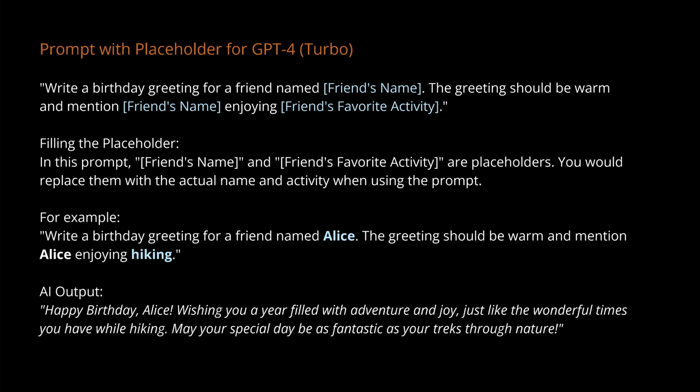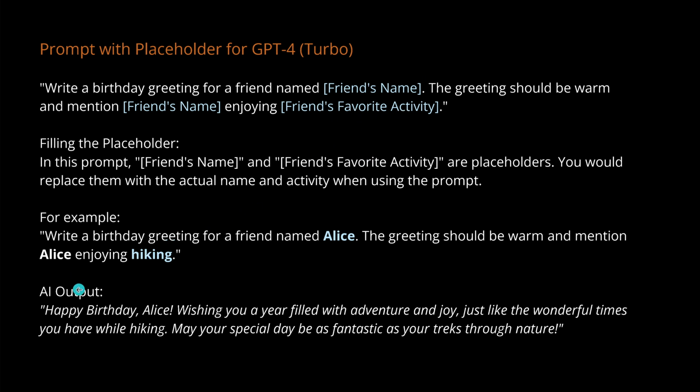Make it even easier. Look, if you have a prompt like this here, write a birthday greeting for a friend named, and then you just have here a bracket that says friend's name. The greeting should be warm and mention, again, friend's name, enjoying, and then friend's favorite activity. Whatever you like to write, just write it, but use it consistently. GPT-4 understands that here friend's name and activity are placeholders. So when I now tell GPT, hey, write now a birthday greeting for a friend named Alice, the greeting should be warm and mention Alice enjoying hiking, you don't have to specify that hiking is here the activity. The system automatically gets the association here of the friend's name and the friend's favorite activity.